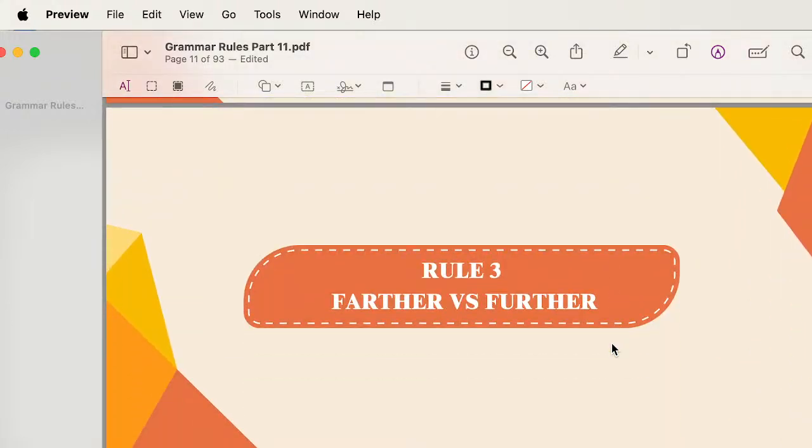Next one. Father and further. They sound similar, but there's a difference. First of all, closely observe the spellings of both the words. Father and further. What do you understand by that? What do you think it means? Just think about it and think in English. Because remember, your objective is to learn English and speak fluently, articulate well, and be eloquent.